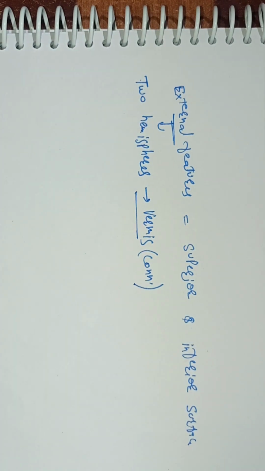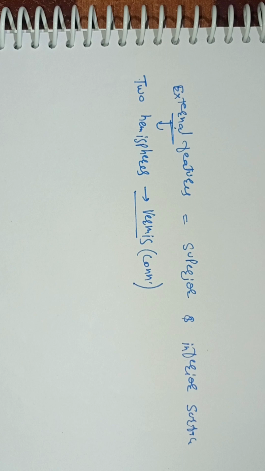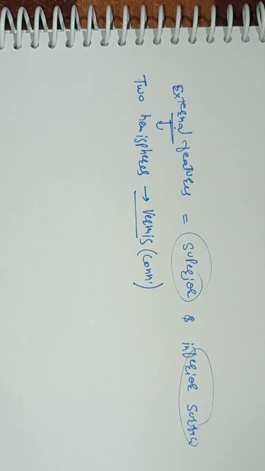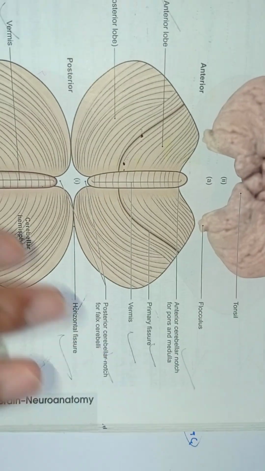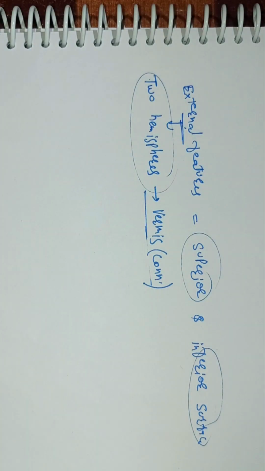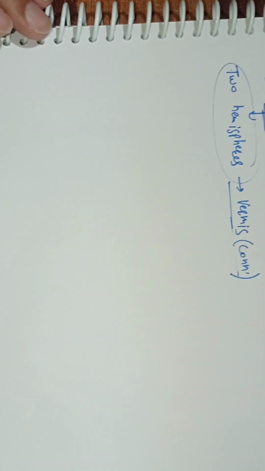Now we will draw this. So in external features, remember 2 points. We have a superior surface and the inferior surface of cerebellum. And this cerebellum also has two hemispheres which are connected by the vermis. We will understand the superior and the inferior surface of cerebellum with the diagram that's given in BDC figure 6.3a and b. So let's learn how to draw this diagram.